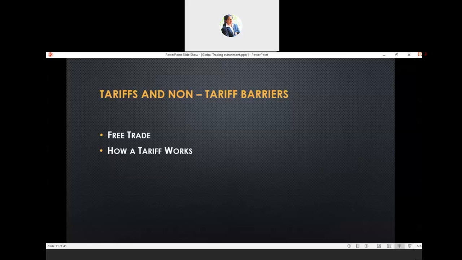Now, tariffs can also have unintended side effects. They can sometimes make domestic industries less efficient and less innovative by reducing competition. There is also a chance that they can hurt domestic consumers, since with a lack of competition, it tends to increase the price.